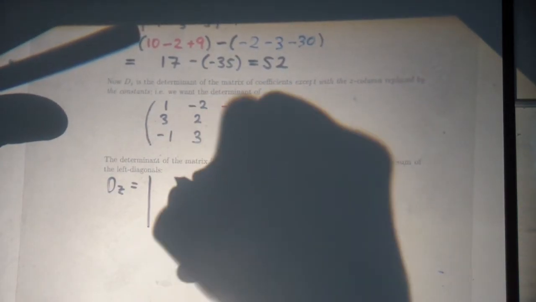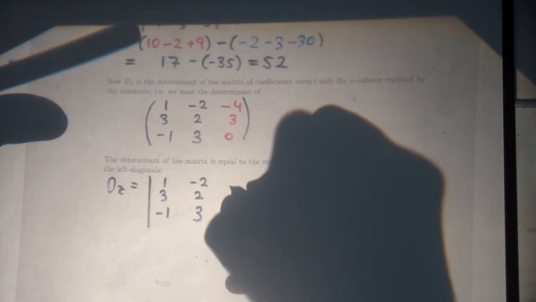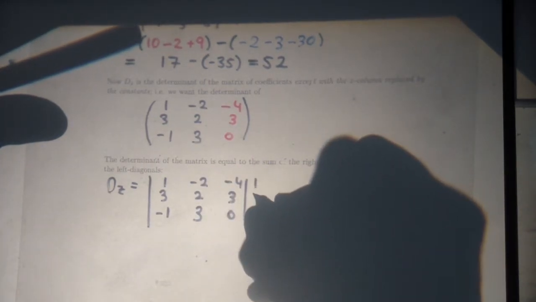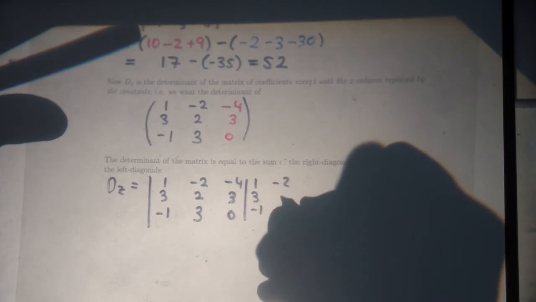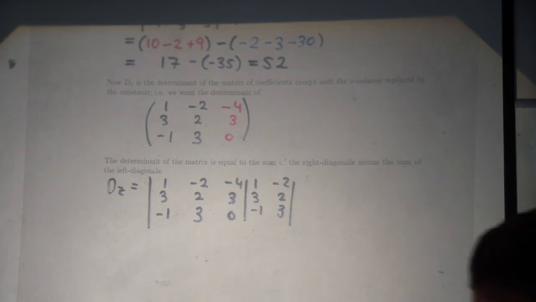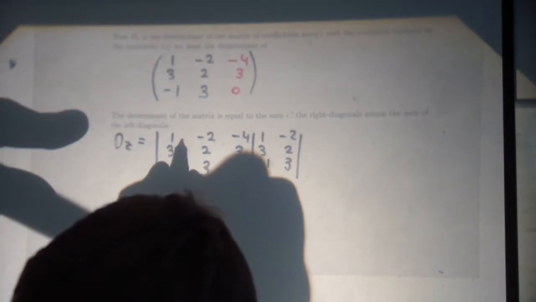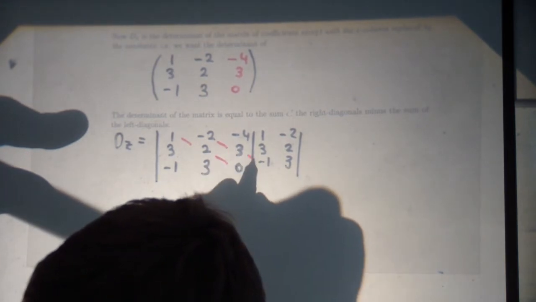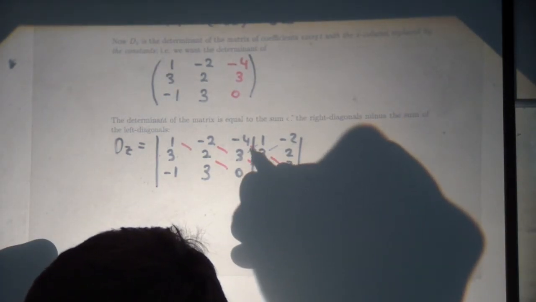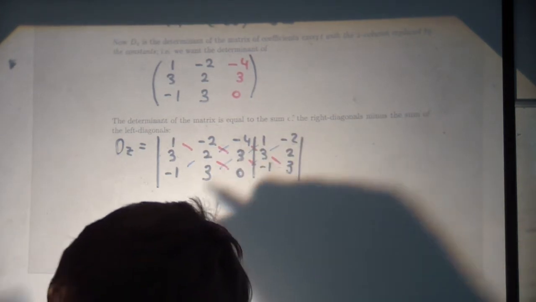So Dz is equal to the determinant of this. As we said, write the first two columns again: 1, 3, minus 1, minus 2, 2, 3. And we do right down diagonals minus left down diagonals. So 1 by 2 by 0, minus 2 by 3 by minus 1, minus 4 by 3 by 3, those are the right down diagonals. Minus 2 by 3 by 0, 1 by 3 by 3, minus 4 by 2 by minus 1.